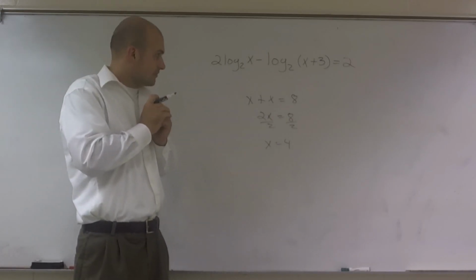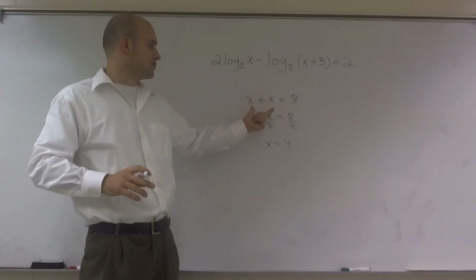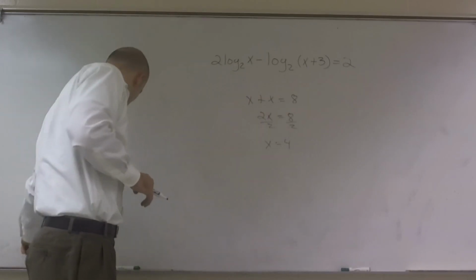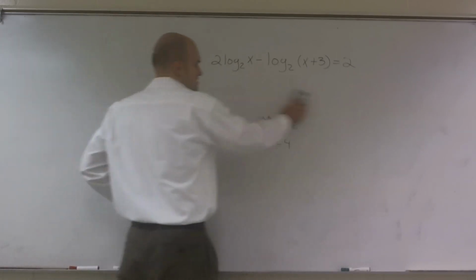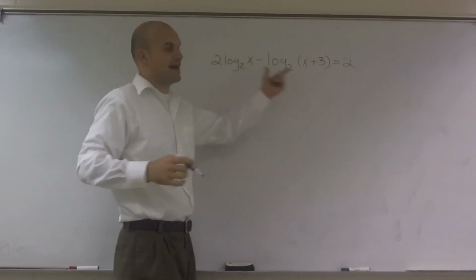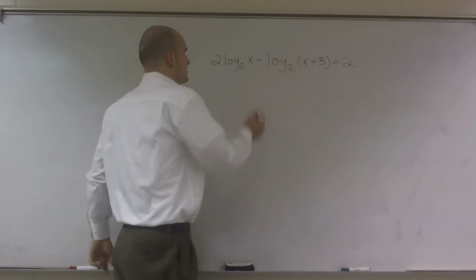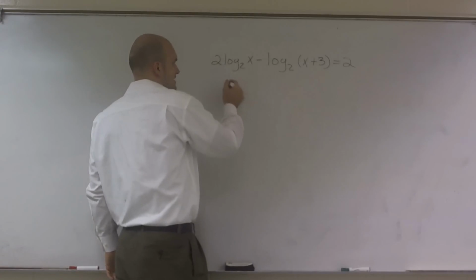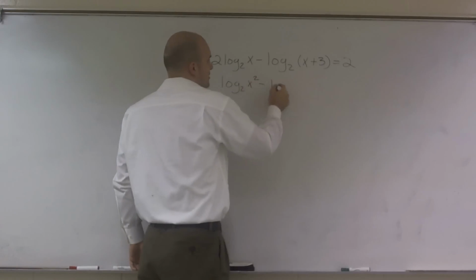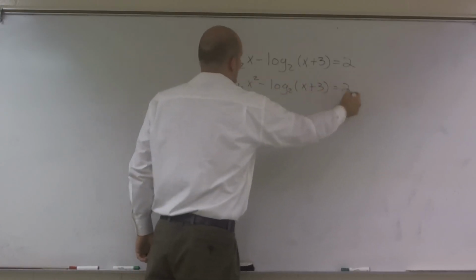So what I'm going to do is I'm going to have to combine these. Now, combining variables had its own rule. If you have an x plus an x, it's 2x. However, combining logarithms has its own rules as well, and that's the properties of logs. What it states is, if I have a logarithm subtracting another logarithm and they have the same base, I can combine them by division. Now, remember, this 2 I can rewrite as an exponent. So I'm going to do that first. I'm going to write log base 2 of x squared minus log base 2 of x plus 3 equals 2.